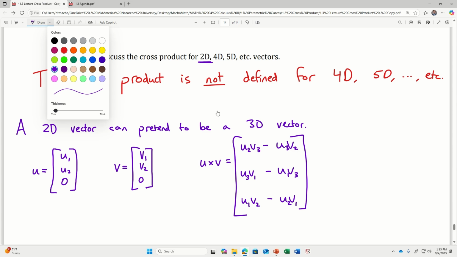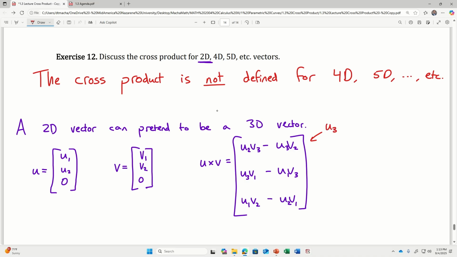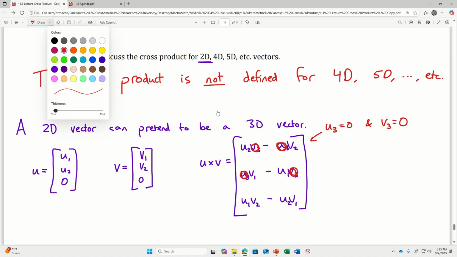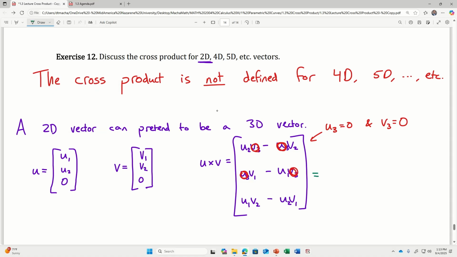Okay, but notice u3 is equal to 0 and v3 is equal to 0. So let me go back through, and anytime I see v3, I'm going to make it into a 0. Anytime I see u3, I'm going to make it into a 0. So I'm going to get 0 minus 0, 0 minus 0, u1v2 minus u2v1.